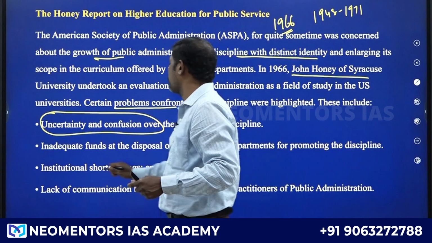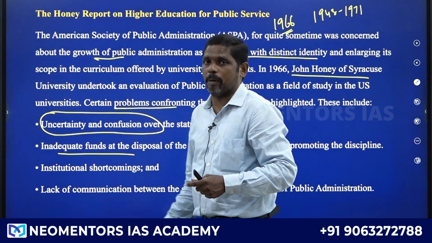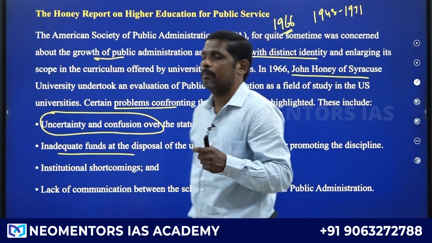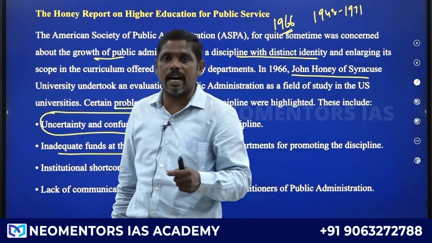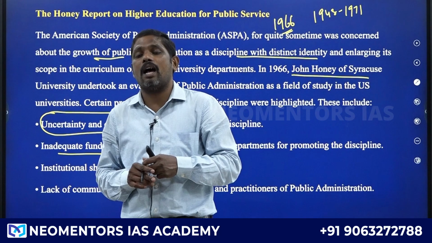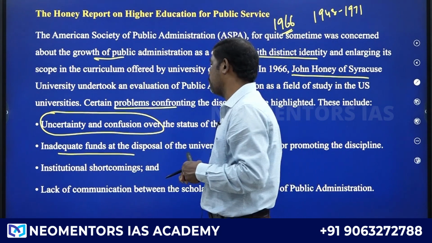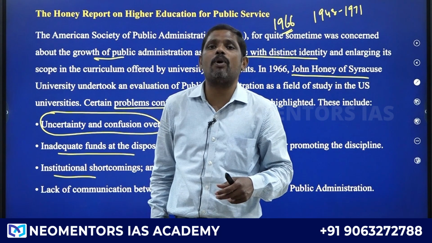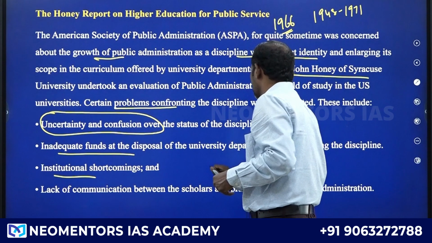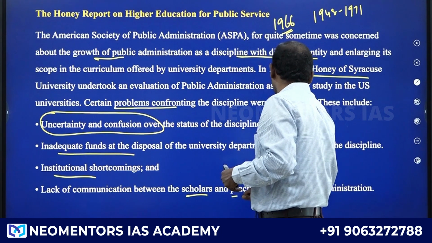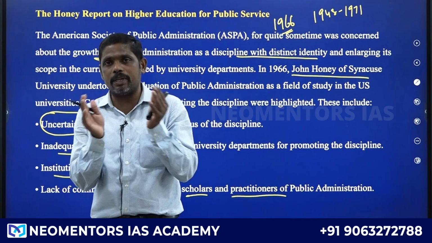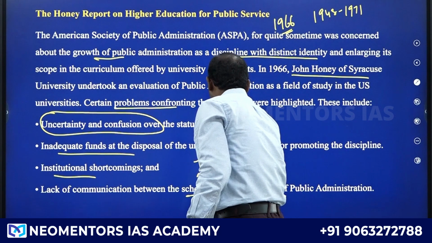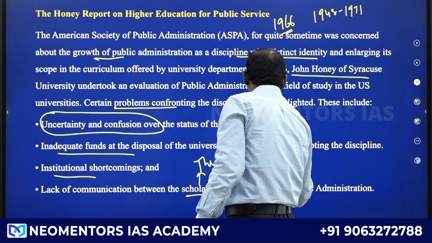Similarly, the kind of support to the discipline of public administration. The financial support to universities, particularly for promoting the discipline of public administration, was not adequate. Only half-hearted financial support was given to promote the discipline. Then institutional shortcomings. And most importantly, a lack of communication between the scholars of public administration as well as practicing public administrators. That is, there is no good communication or coordination between the theory and practice of public administration, between scholars who are involved in building a theory and practicing public administrators.